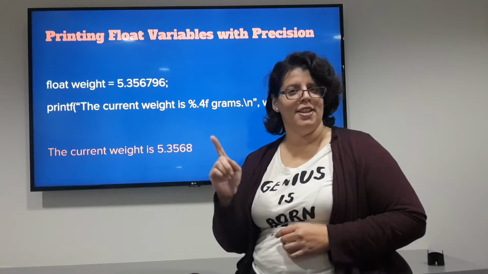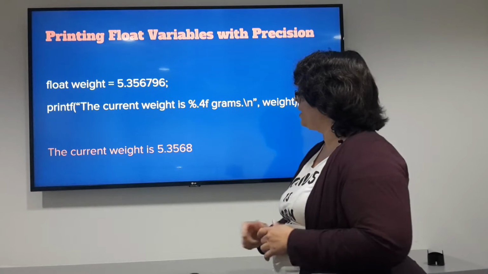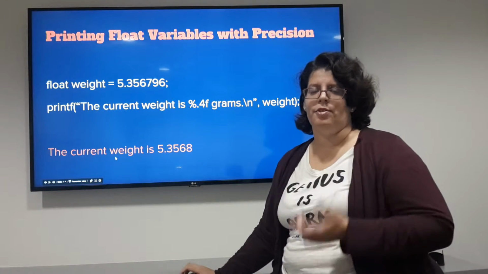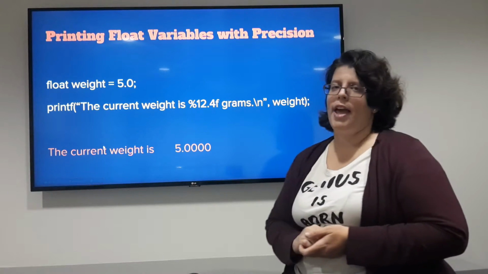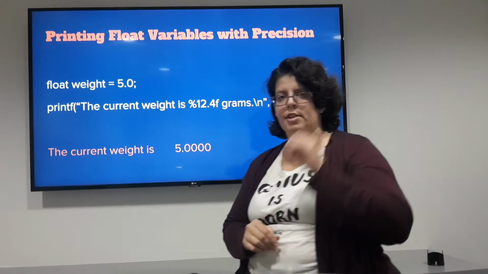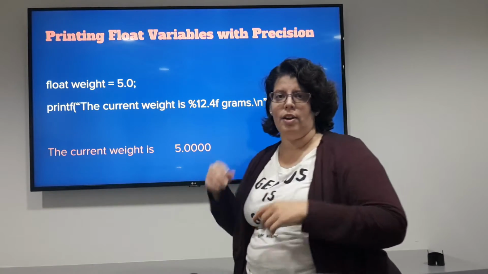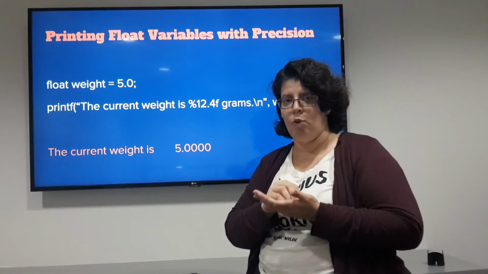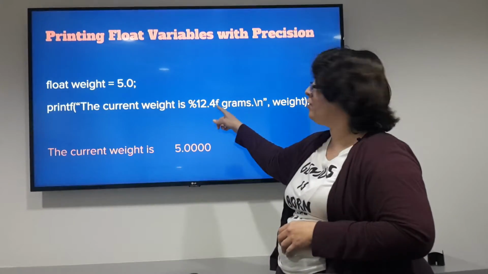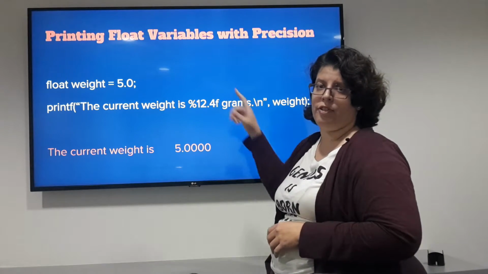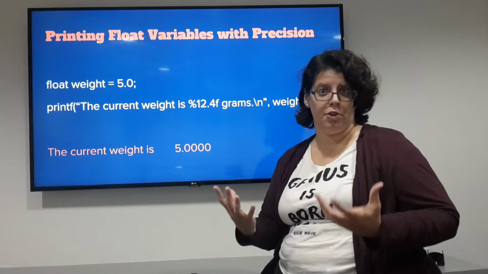You get to pick how many digits after the decimal place, and you get to pick exactly how it's presented within the sentence. So here's another example, and now we have a combination of the 2 theories. I have 5.0 again as my value, so 5.0 is what's inside of the variable weight. And I say the current weight is %12.4f.